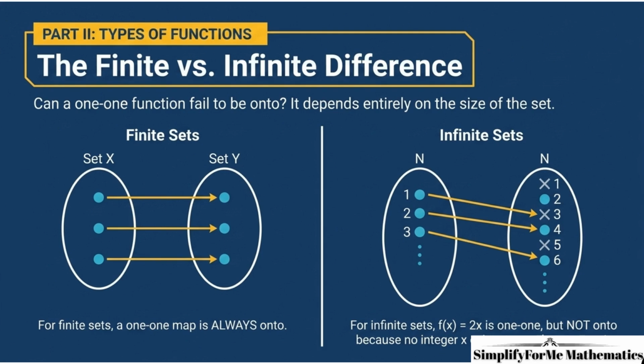true. For example, if we map natural numbers to their doubles, every input is unique, so it is 1-1. But not every number is covered, so it is not onto. This distinction is very important and often tested in exams, so remember this key difference.